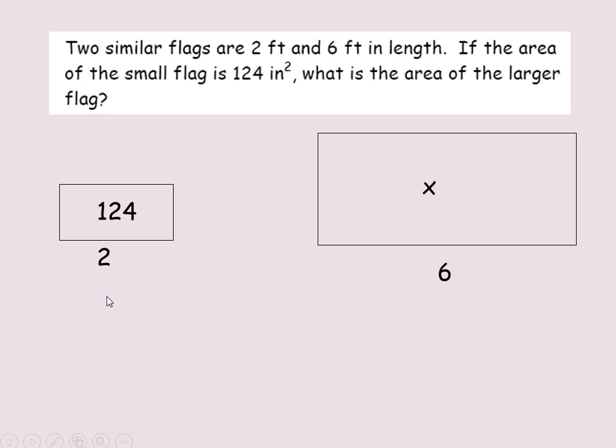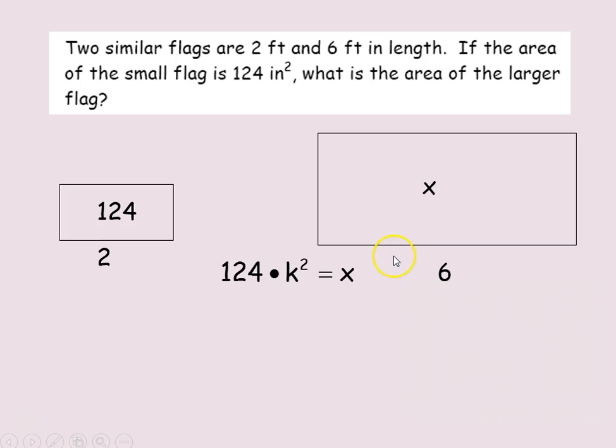Therefore, we can figure out that the scale factor here is going to be 3 by looking at this. I have some other information here. This 124 is the area of the small flag. The small flag is this, and the large flag has area of x. That's what we want to find. So therefore, 124 times the scale factor squared, because it's an area, is going to be the area of the larger flag.